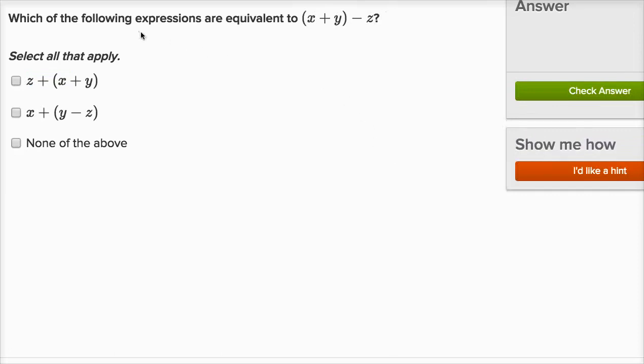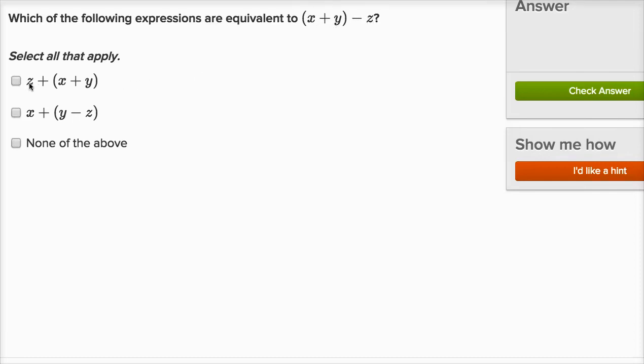Which of the following expressions are equivalent to (x plus y) minus z? Since there are parentheses around it, I would do that first, and then I would subtract z. Select all that apply. All right. So here they have z plus (x plus y). So they have the x plus y part, but then they have a positive z here, while over here they have minus z.